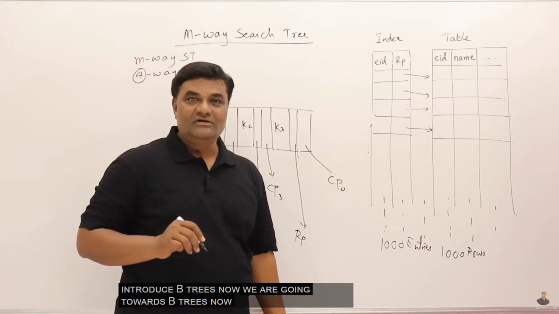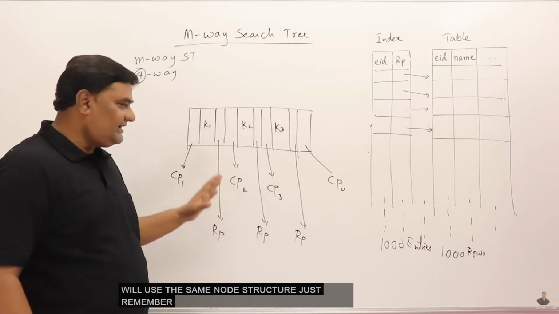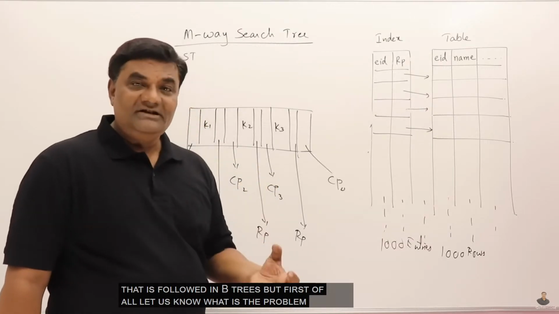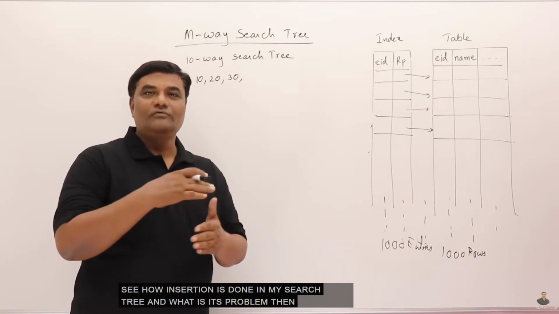Now we are going towards B trees. Till here we have discussed the m-way search tree. Now I'm taking you to B trees. And in B trees, we will use the same node structure. Just remember this. Again, I may not be showing you. This is the node structure that is followed in B trees. But first of all, let us know what the problem with an m-way search tree is and how B trees are different from m-way search trees. Let us see how insertion is done in an m-way search tree and what its problem is. Then we'll move on to B trees.